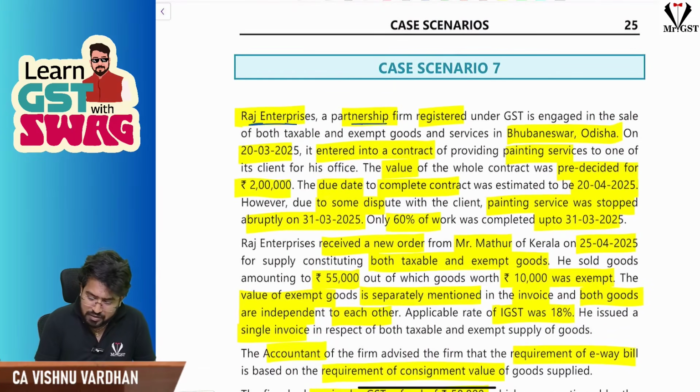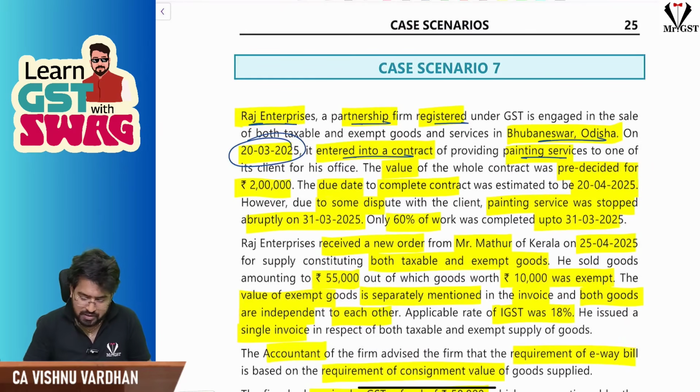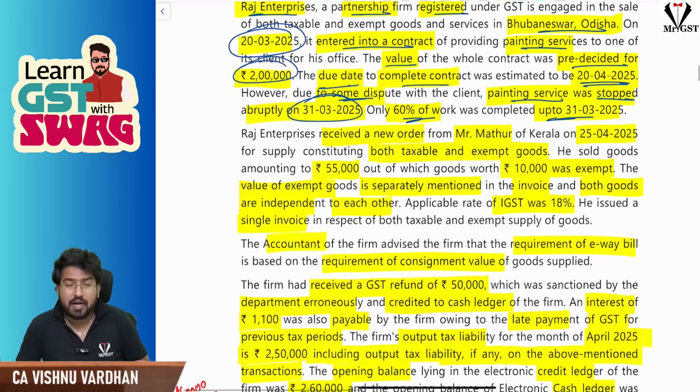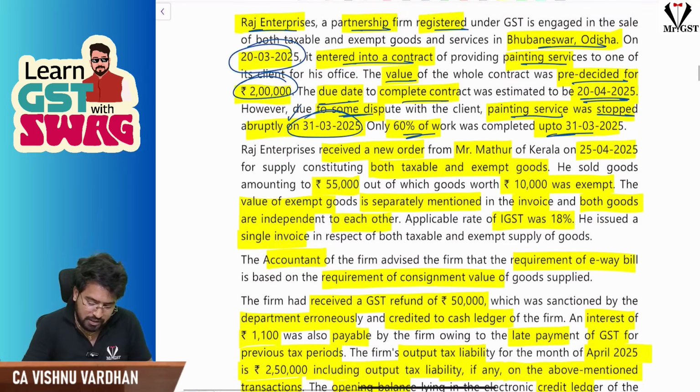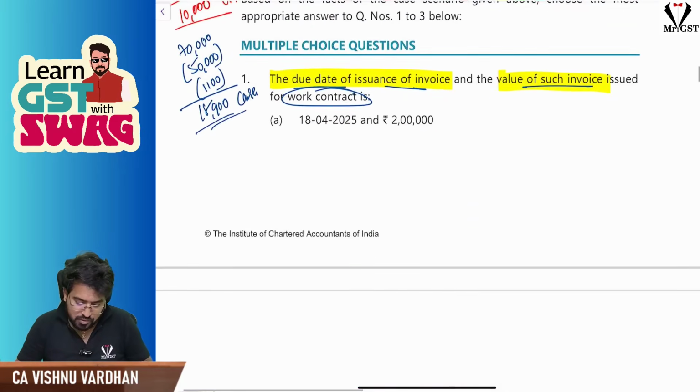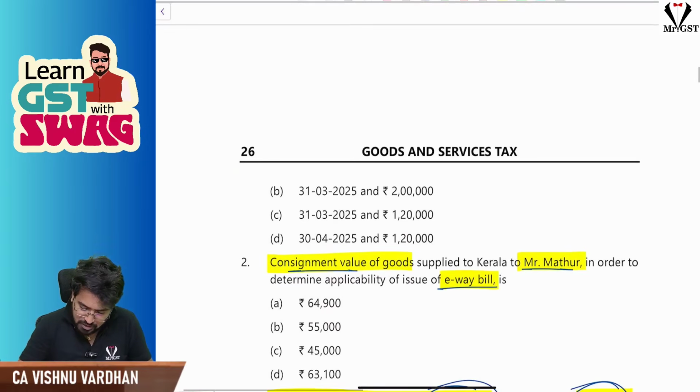This is a partnership firm registered in Odisha. On 20th March, they are entering into a contract for painting services, and the whole value is decided as 2 lakhs. The due date to complete the work is 20th April. But due to some disputes, the painting services were stopped abruptly on 31st March 2025. Only 60% of the work is done till that date. Obviously, when any service ceases before completion, at the time of cessation you should raise the invoice, that is on 31st March for the work done, 60%. That is 2 lakh, 60% is 1,20,000. So the option is 31st March, 1,20,000.